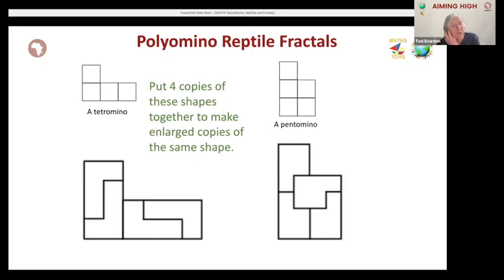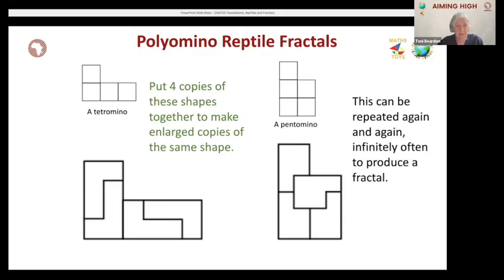Nice puzzles for your learners if you copy them and they cut them out and then reassemble them. Even when you've seen it, you may remember what you've seen, but sometimes once you've separated them, it's hard to put them together again. Now, this can be repeated again and again, infinitely often, to produce a fractal.